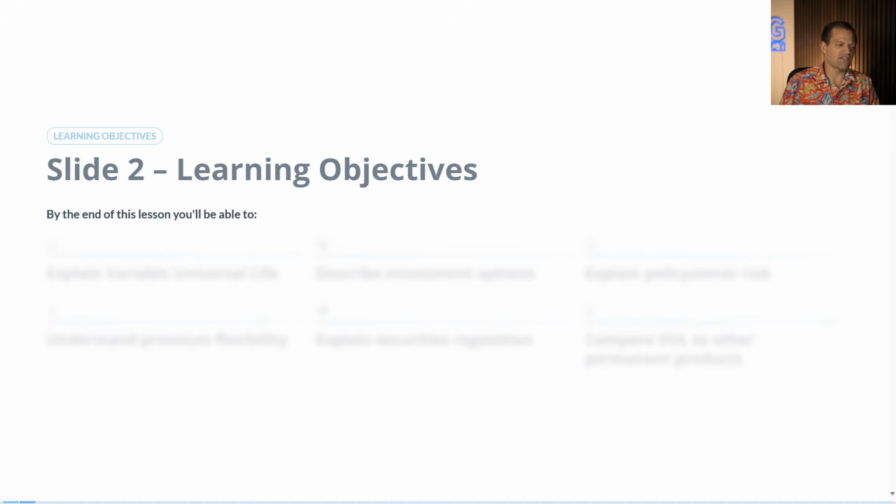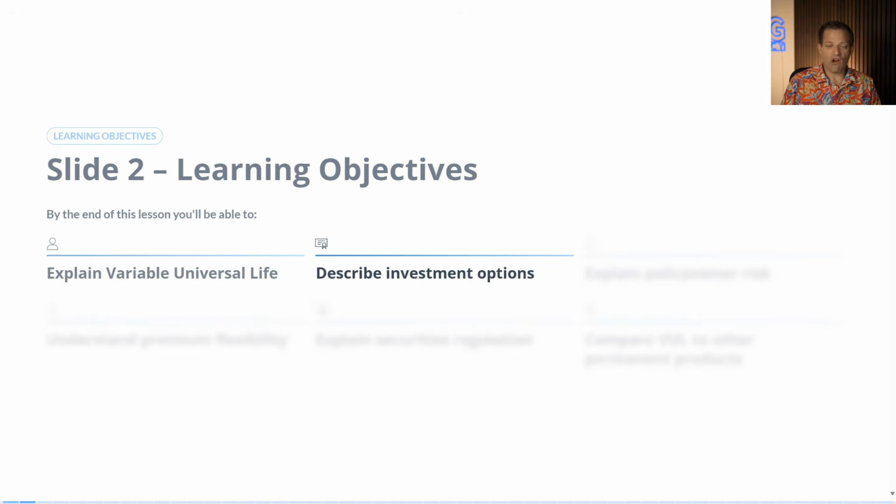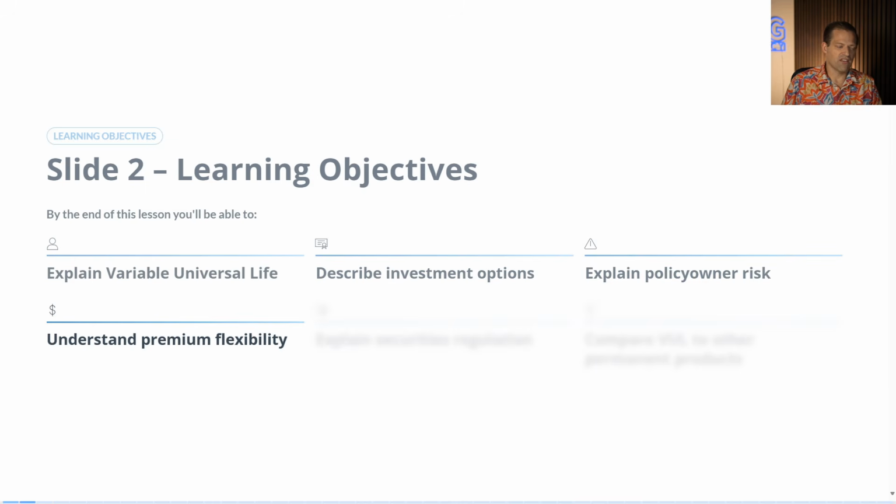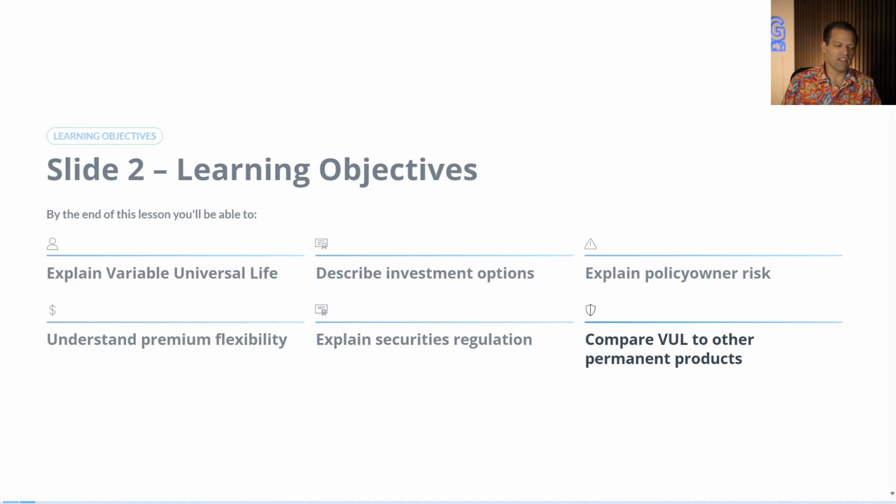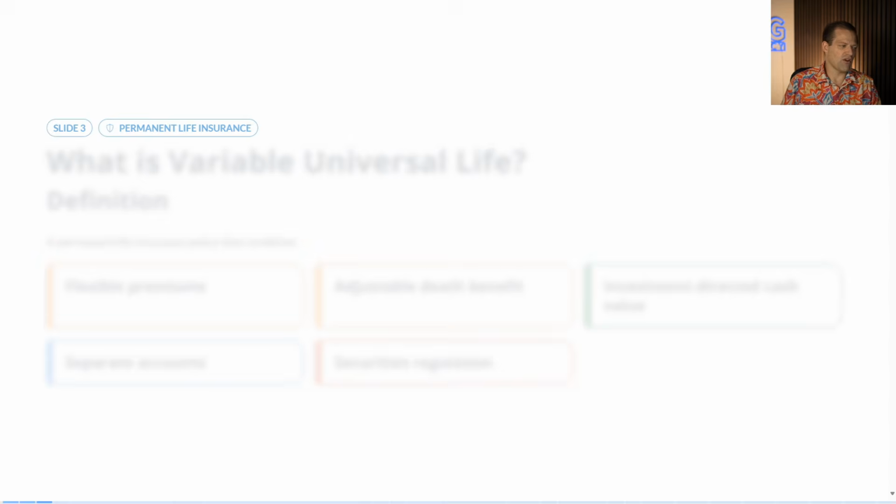So first of all, our objective today is to learn what variable universal life is, I'll call them VULs for short, describe investment options within the policies, explain the risk that policy owners carry with these plans, understand premium flexibility, explain securities regulation, and then compare VUL to other permanent products.